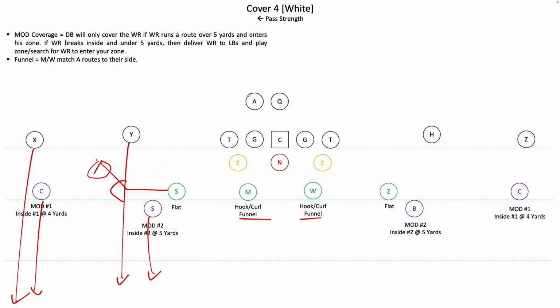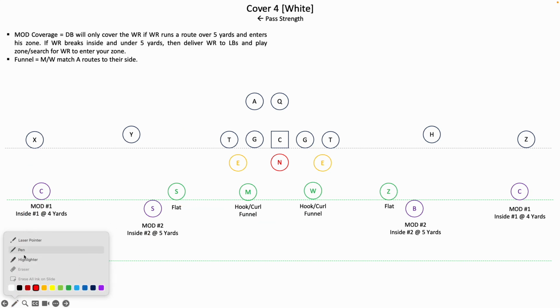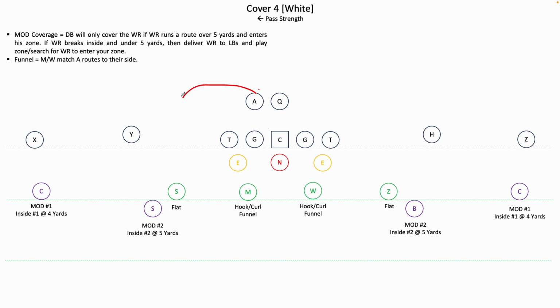And let's say that we get some sort of flare by the running back. Mike, you're just going to match that route at the top of your zone, at 5 yards. So you're just going to mirror the A, but you're not going to do anything until the quarterback either throws the ball to the A or the A crosses the line of scrimmage. So let's look at what that looks like. Let's say hypothetically that the A comes out here. The mic, you're just going to match it here.